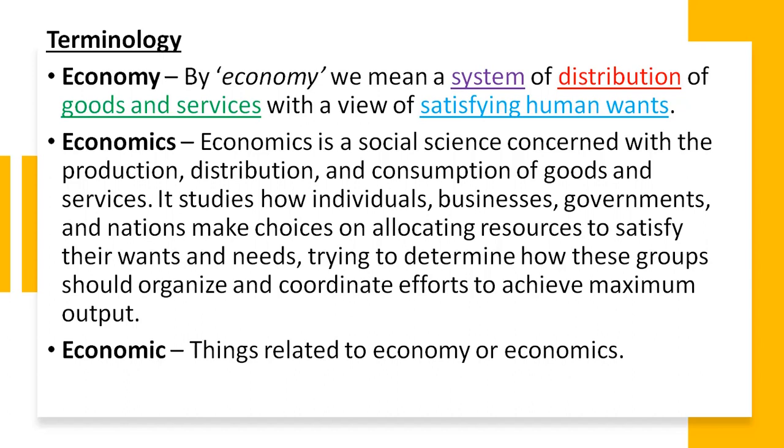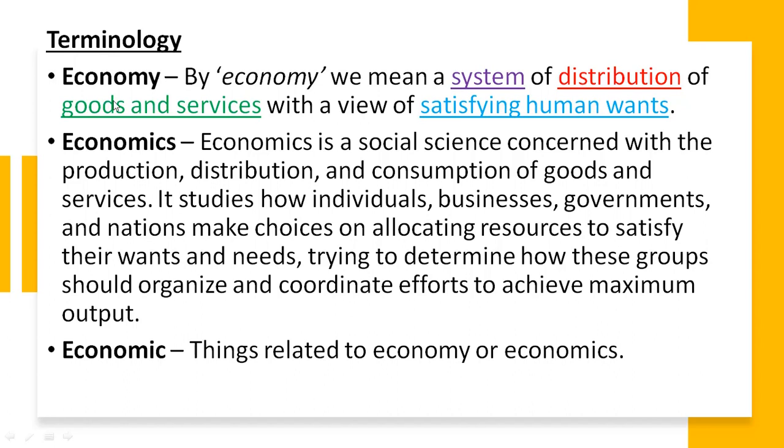You must have noticed that system, distribution, goods and services, and satisfying human wants have been highlighted with different colors, isn't it? By system, we mean an arrangement. And distribution here includes the production. First we do production and then we distribute the same through various channels. We will see that in the later chapters.